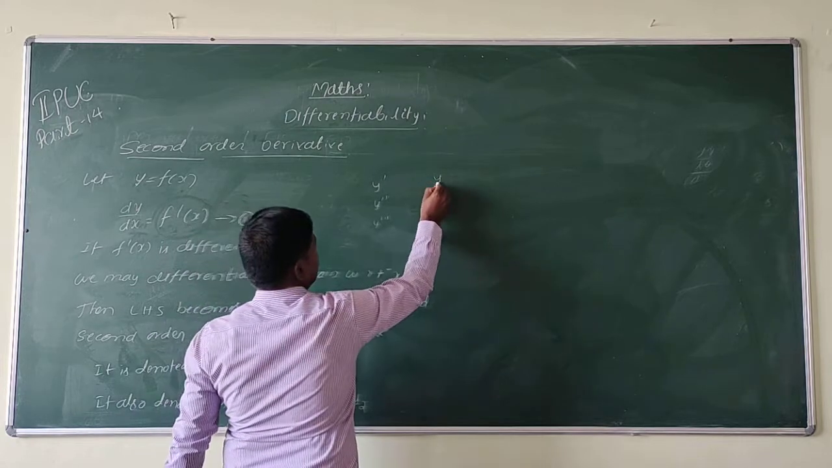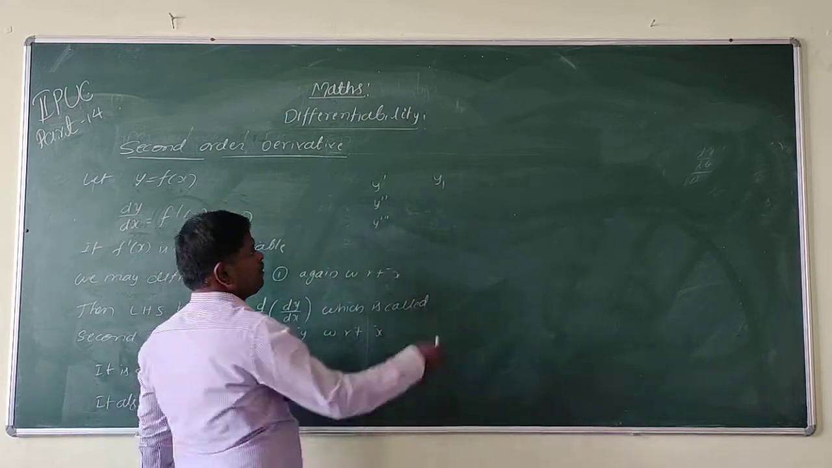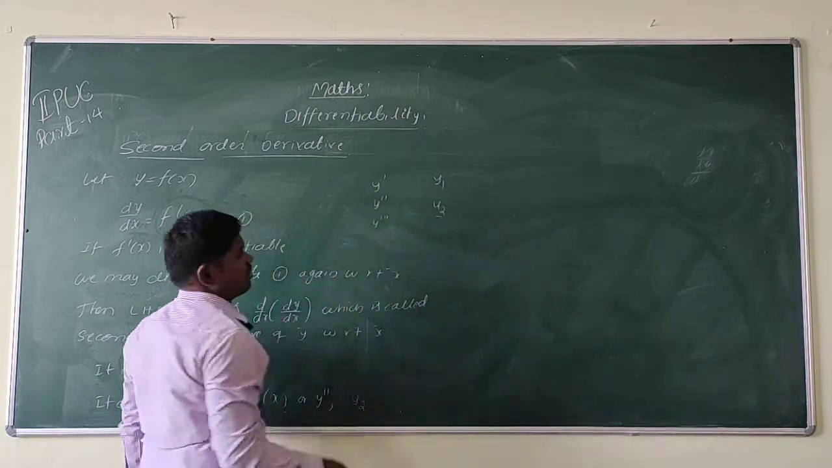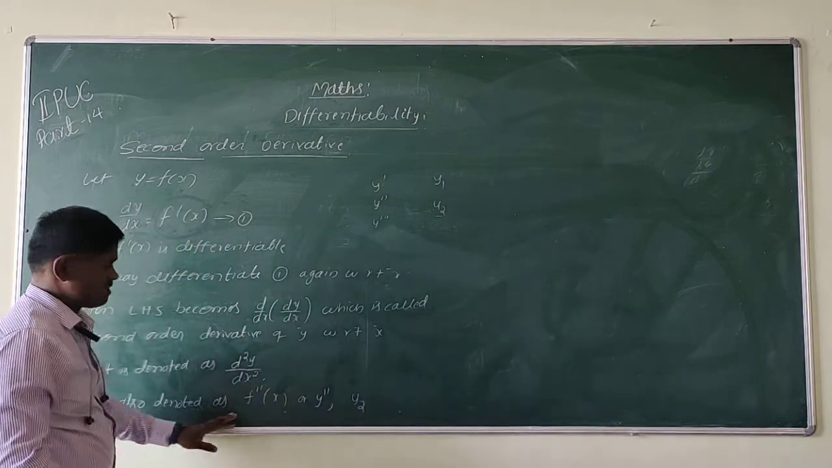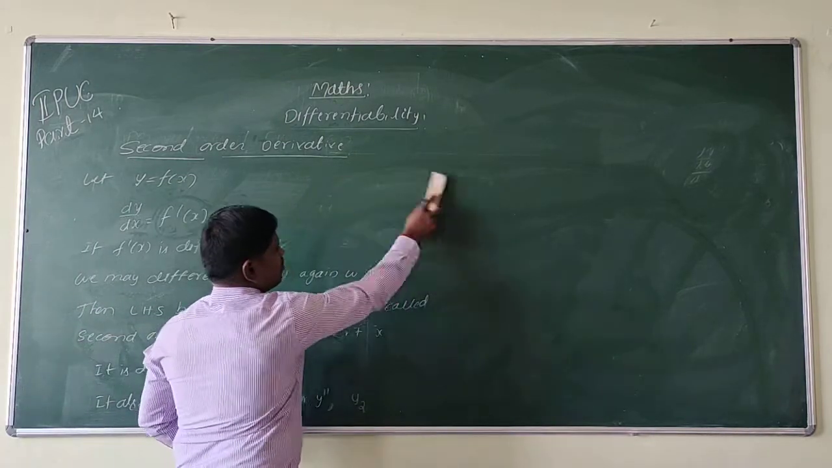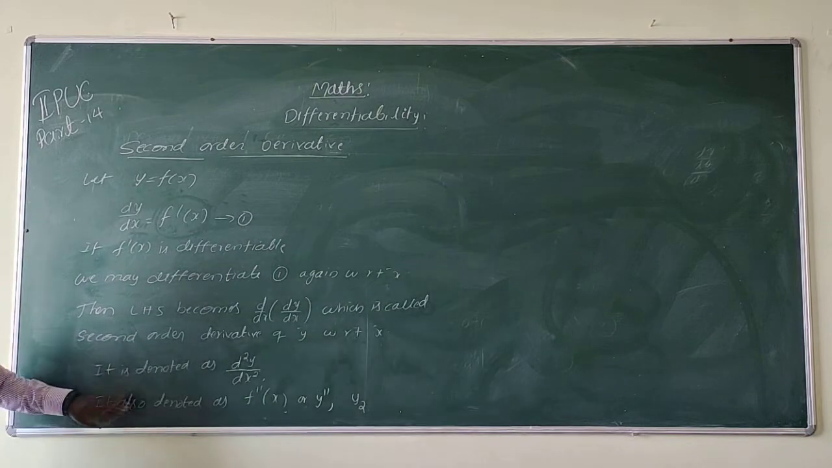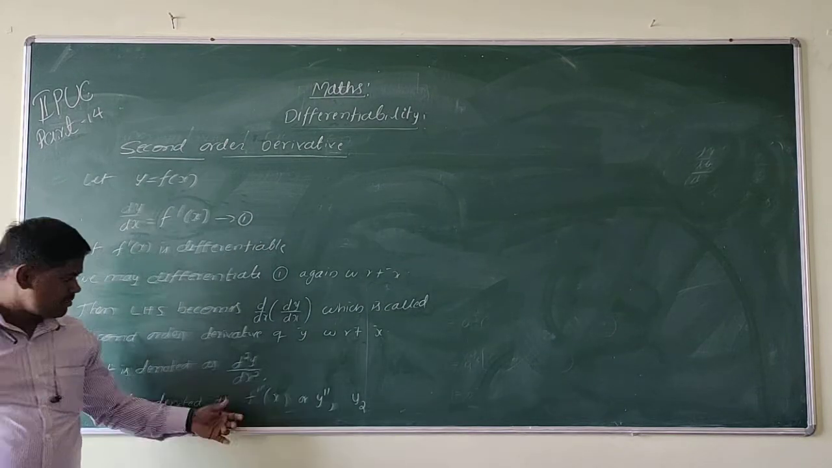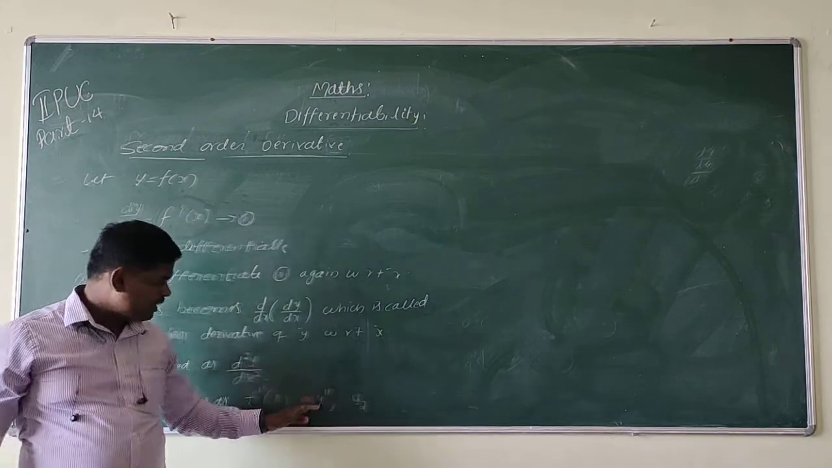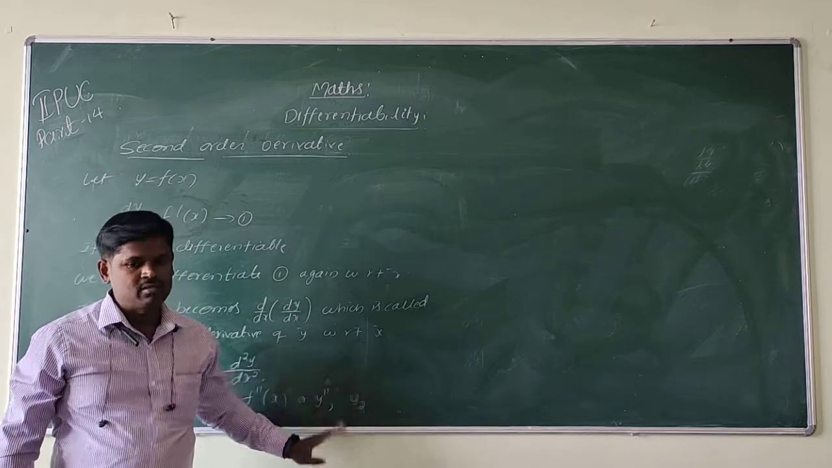Similarly, y1 is the first order derivative and y2 is the second order derivative. You must know all these notations, then it is very easy to solve the problems. So the second order derivative can also be denoted as f double dash of x, y double dash, or y2. Write this down.